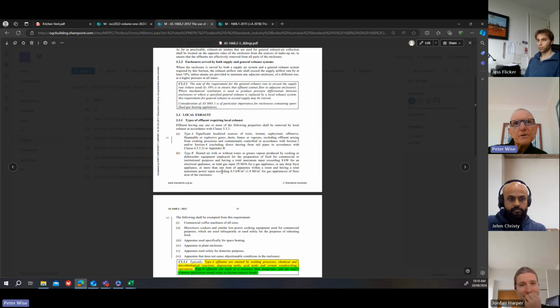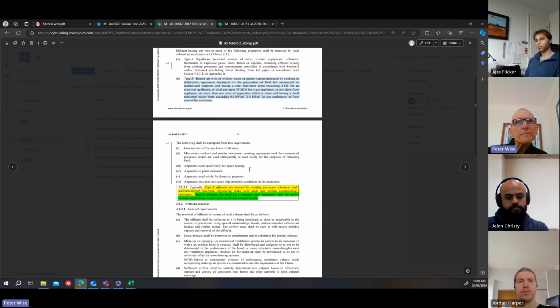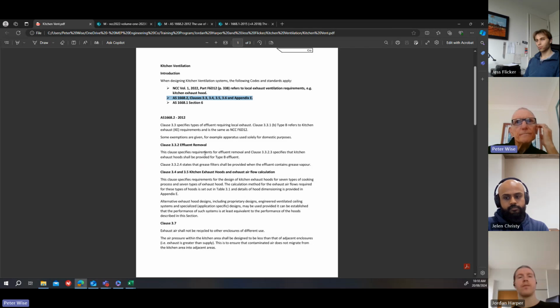And this clause here is basically verbatim what I just showed you in the NCC. So anything that's got 8 kilowatts of electrical energy or 29 megajoules per hour of gas energy requires local exhaust. We're just talking about commercial kitchens. A commercial kitchen will have this. So it's just to give you a bit of background to it. And then there's AS 1668 Part 1, which we'll come to a bit later on.